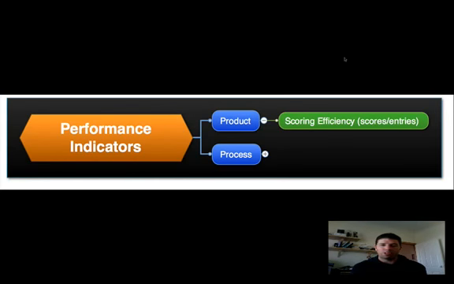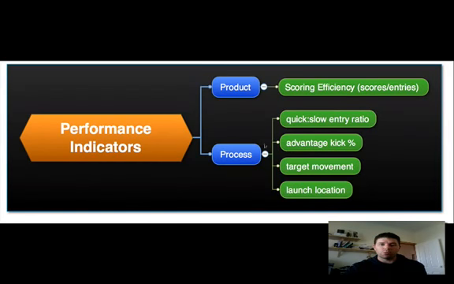So I think what's really important is what sits underneath that product indicator, scoring efficiency, which is the process. How did your team actually go about achieving whatever this figure is? And this can then often link into more of your game style or system of play. So as it relates to attacking or forward entries, you might have some process indicators, how you went about it in terms of quick or slow entries.